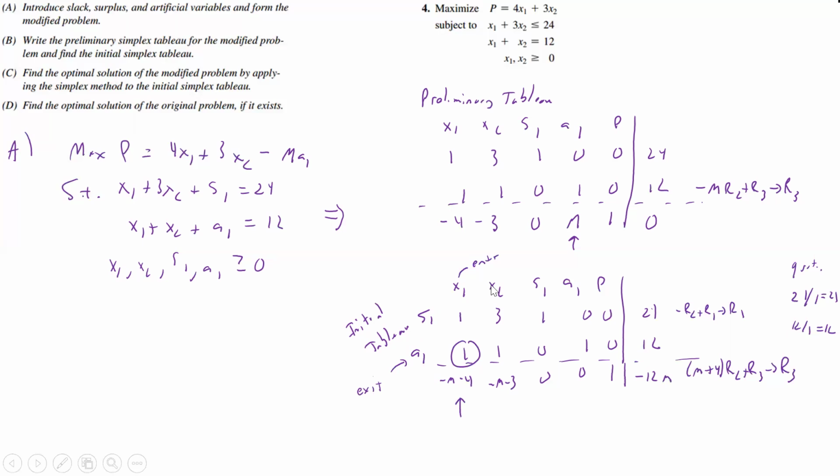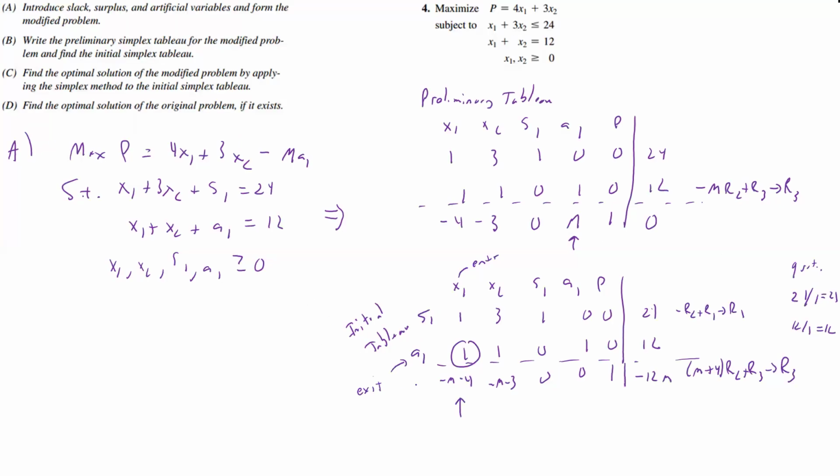All right, so now what we have is X1, X2, S1, A1, P. Now we have our S1, and we entered the X1, and then we have our P. Did I put P on the bottom one? I forgot the P here. And then this row stays the same. So it's going to be what? 1, 1, 0, 1, 0, 12. Minus that plus that gives us a 0, a 2, a 1, a minus 1, a 0, and a 12.